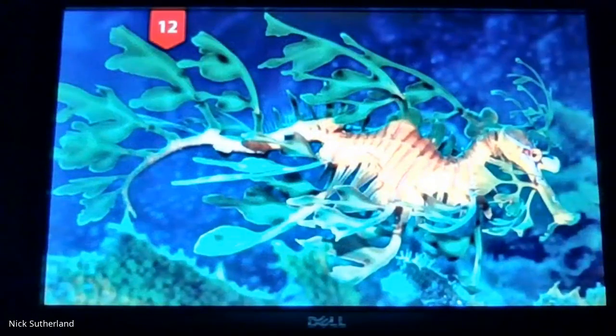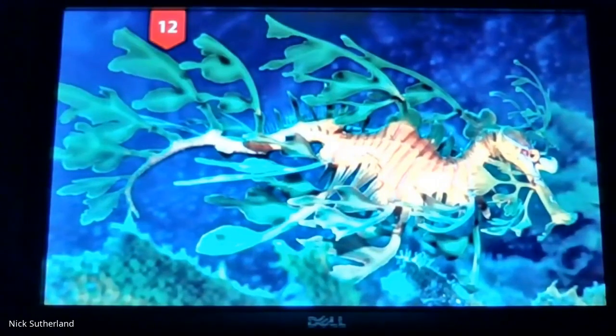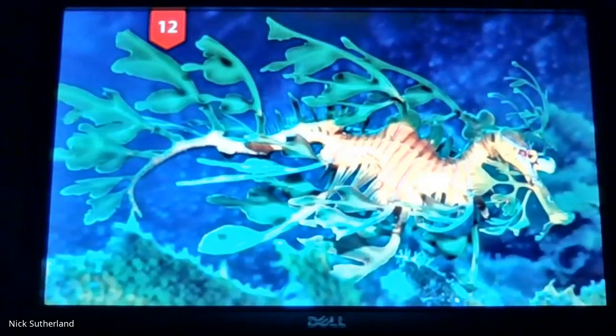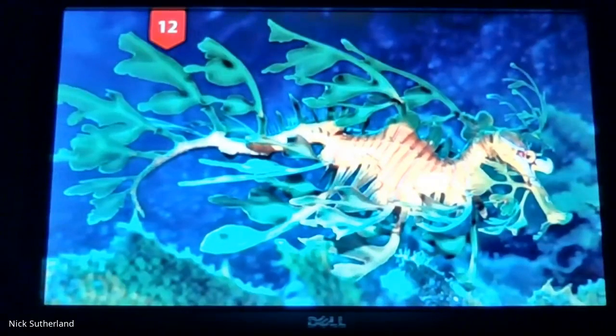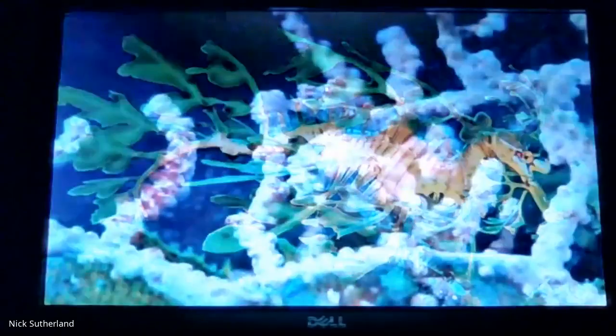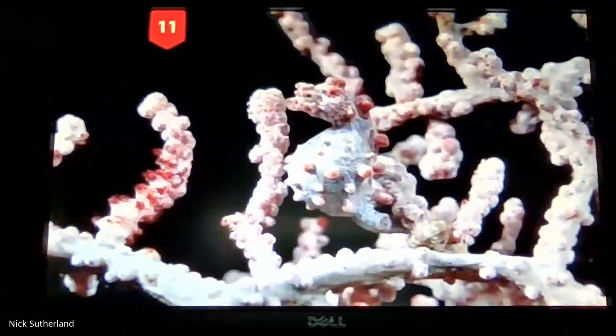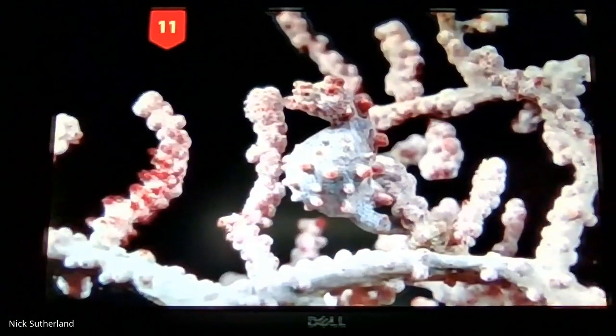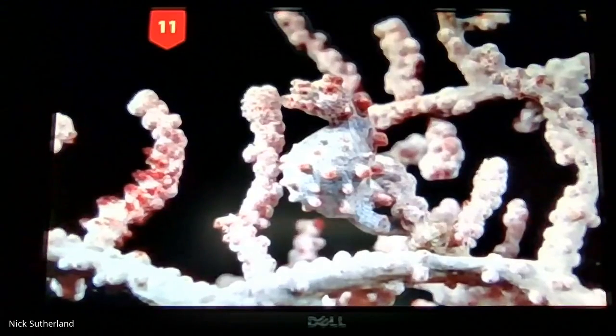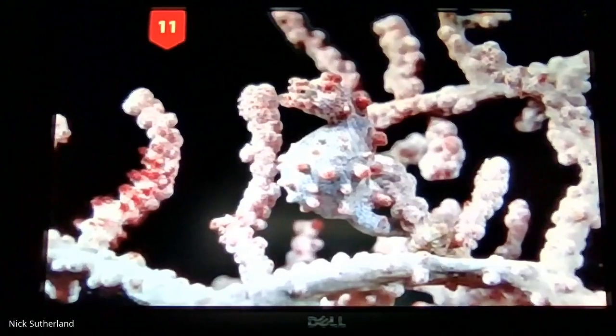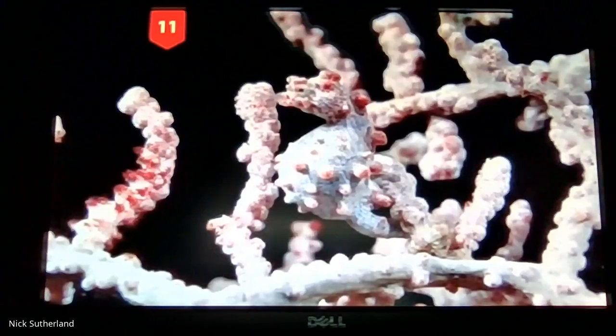Number 12, the leafy sea dragon. Closely related to seahorses, the leafy sea dragon can be found up and down the coast of Australia and is well known for the long leaf-like protrusions it uses for camouflage. Number 11, pygmy seahorse. As a result of its small size and extreme level of camouflage, this species of seahorse wasn't discovered until the coral upon which it resides was closely examined in a laboratory.